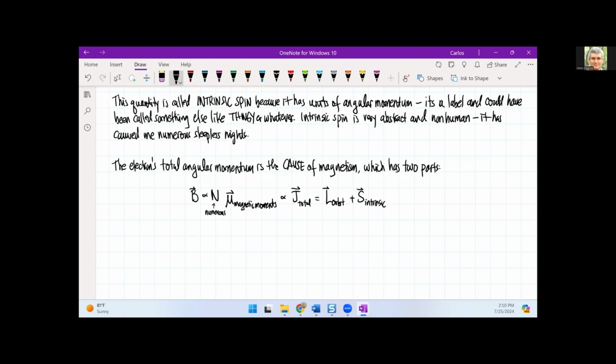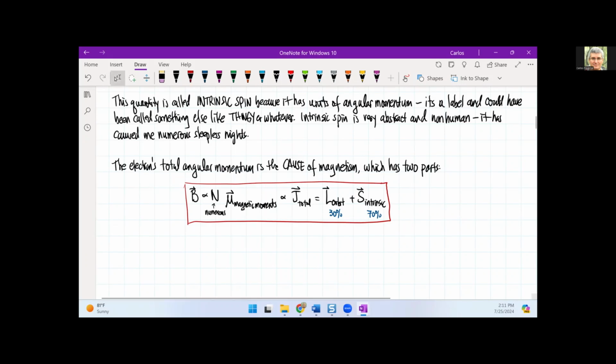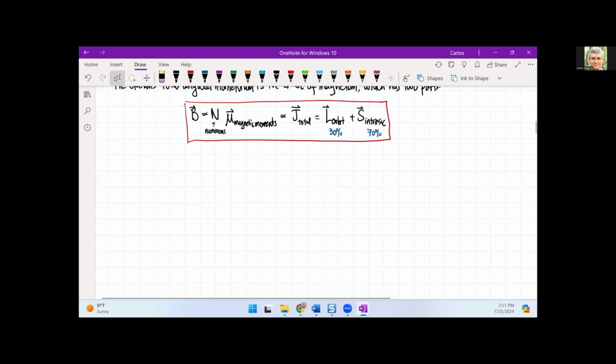So if my numbers look correct here, about 30% of the magnetic field is due to the orbital motion, and 70% is due to the intrinsic spin. So very similar to the Earth having two angular momentums, so do the electrons. So that being said, we could then come in here and say the following thing.